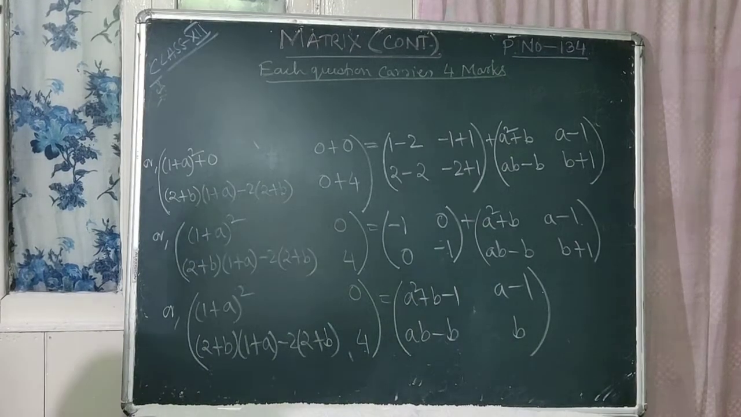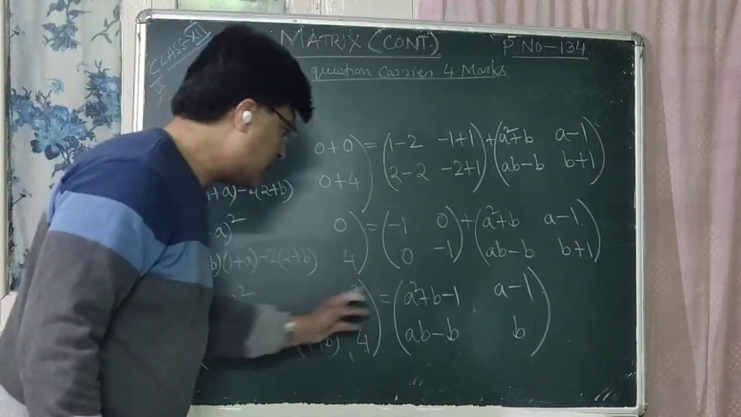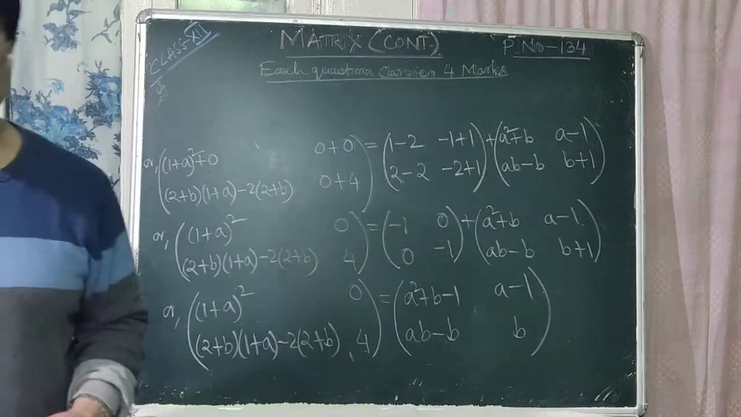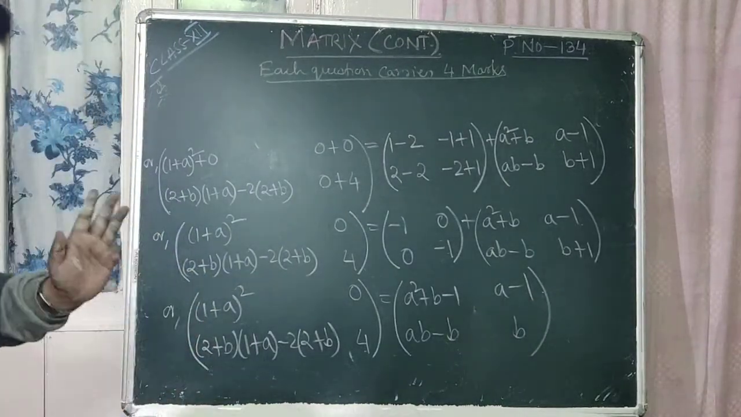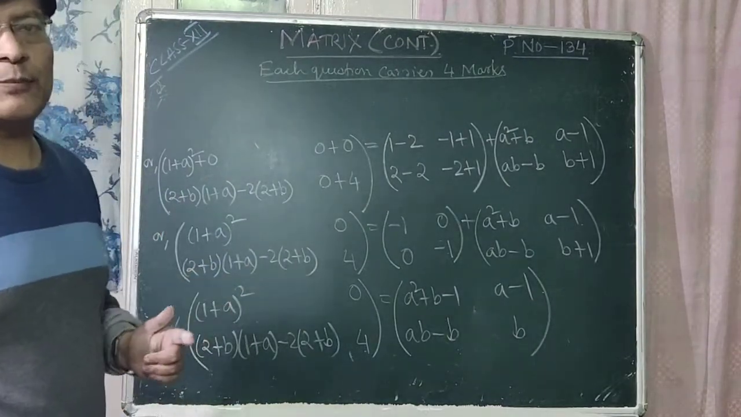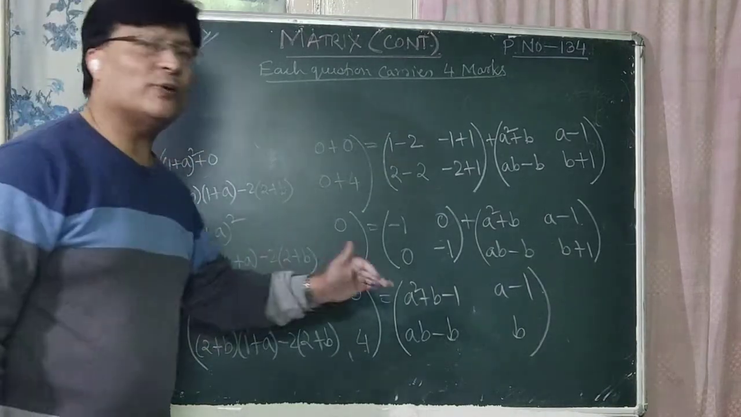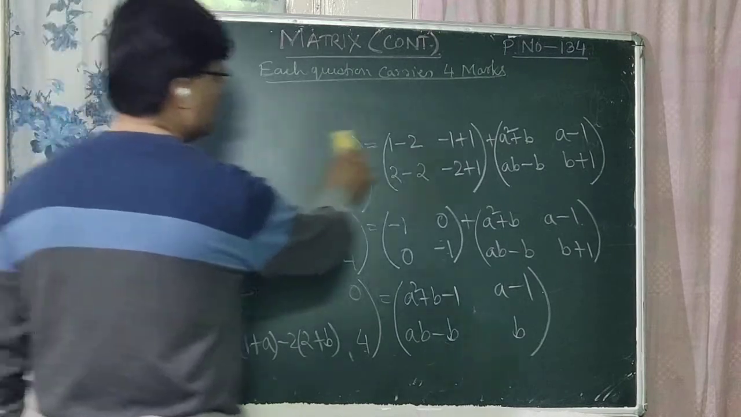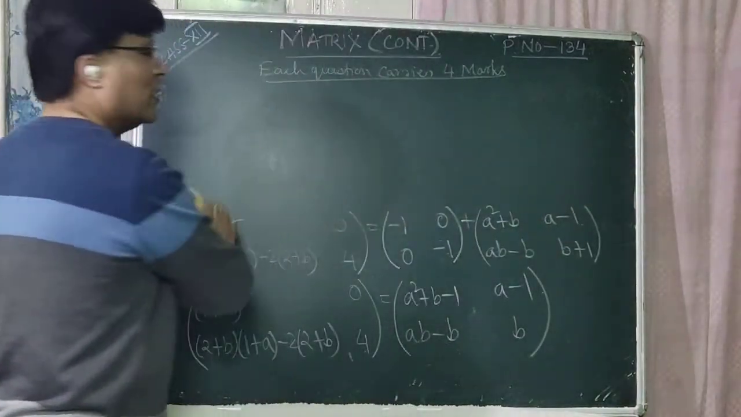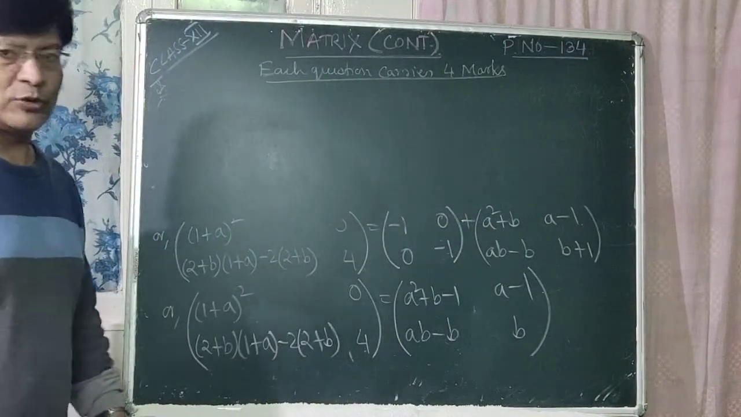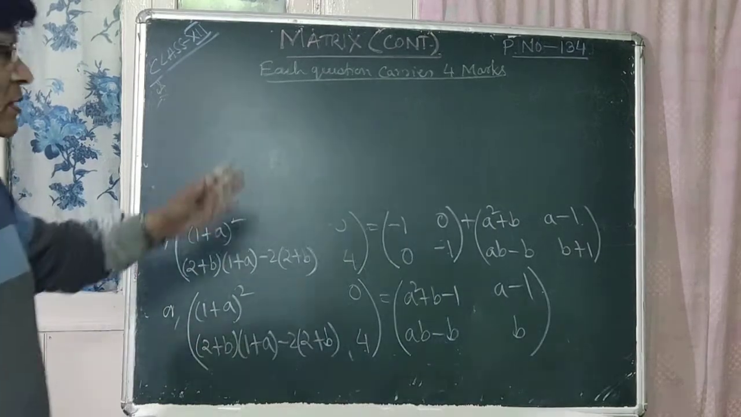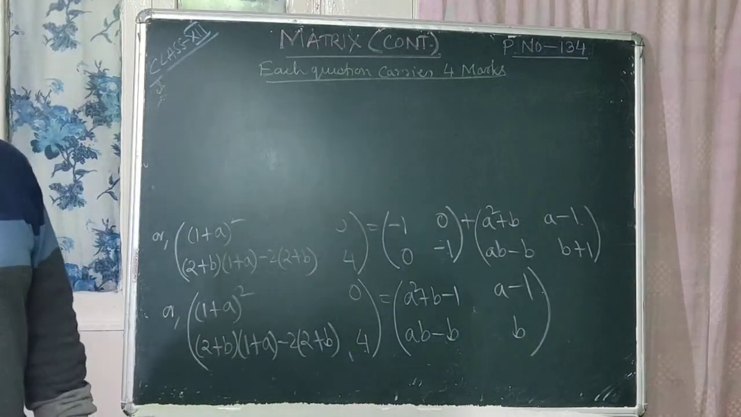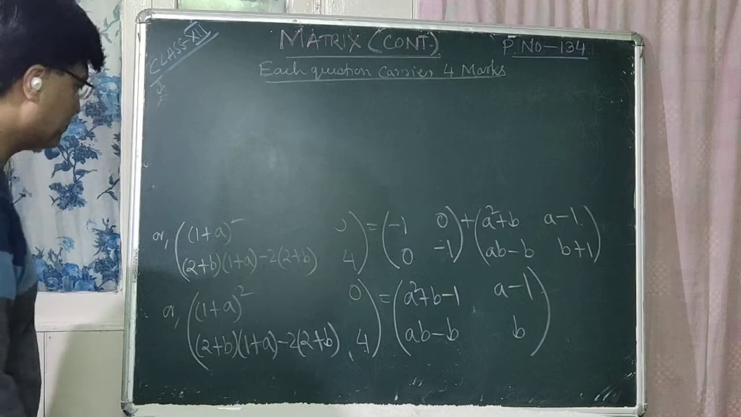So now, these are the two matrices which are equal. So from the definition of the equality of matrices, you can equate the corresponding elements, right? So which elements will you equate now to get the values of A and B? Because in this problem, you have to get the values of A and B, okay?